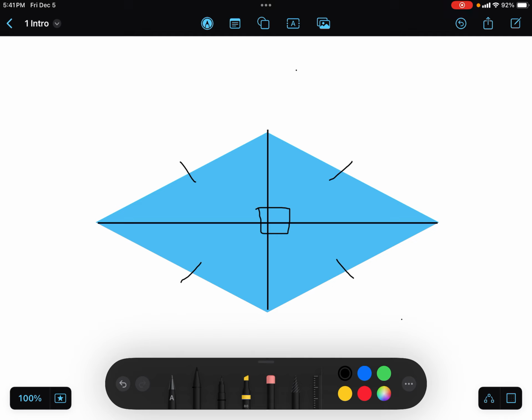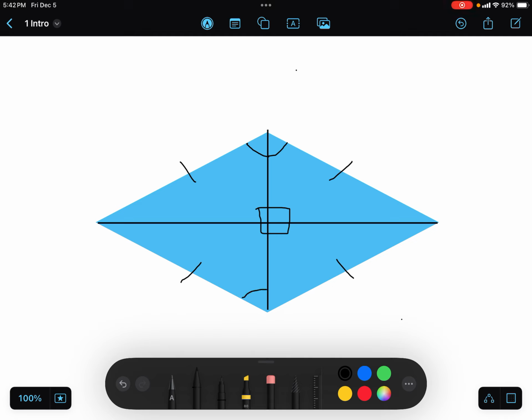It also is key that the diagonals of a rhombus act as angle bisectors, which means that this little half is going to be the same measure as this little half. We haven't seen that before in any of the parallelograms so far, or any of the quadrilaterals so far.